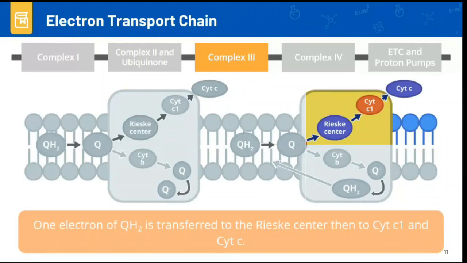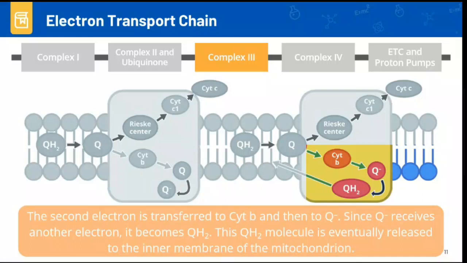cytochrome C transfers electrons from complex 3 to your complex 4. However, it can only carry one electron at a time. Since ubiquinol carries two electrons, one of its electrons proceeds through another pathway. So the second electron is transferred to your CYTB, or your cytochrome B, then to another molecule of ubiquinone located in your complex 3. So your ubiquinone is converted into its reduced form, your semiquinone radical ion.